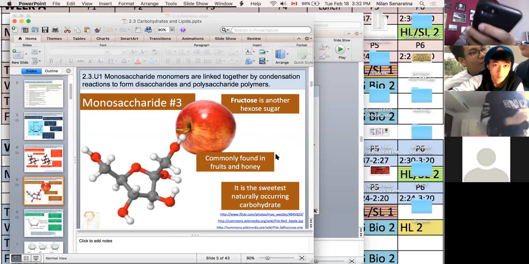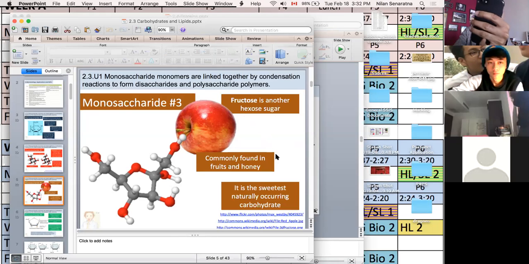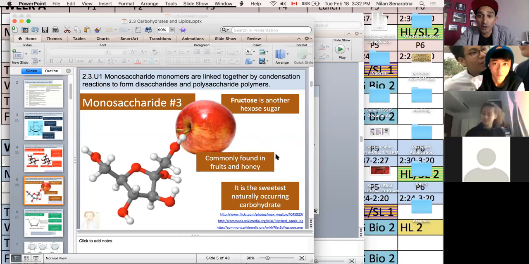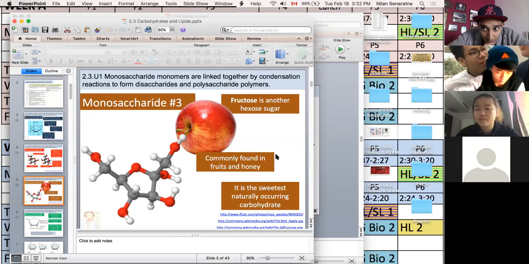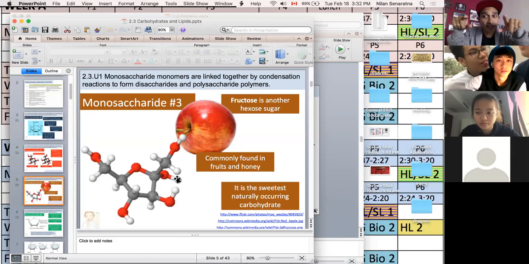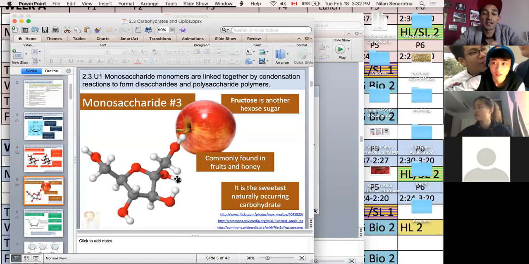His question is actually: which one is wrong? Is fructose a hexose or a pentose? It's a hexose because it has 1, 2, 3, 4, 5, 6 carbons. The picture shows a pentagon shape, but that doesn't matter. Yes, exactly, that's correct. It's the number of carbons, so it's not based on the shape.